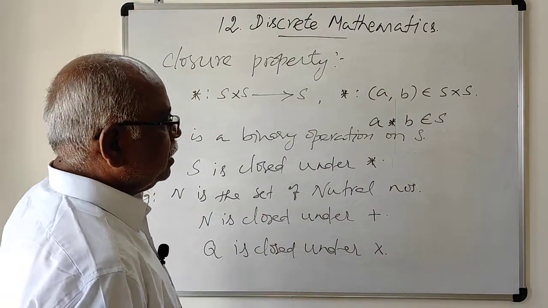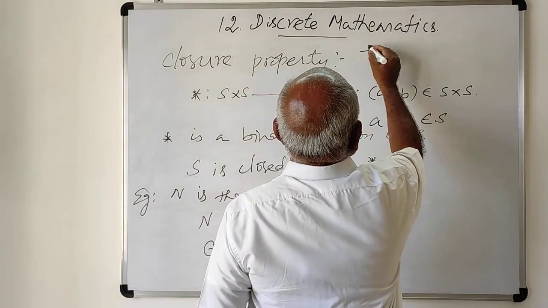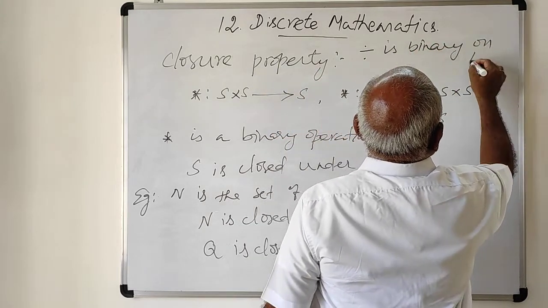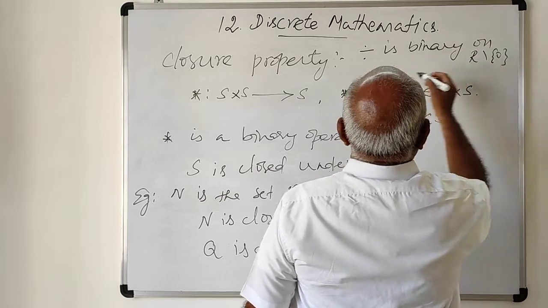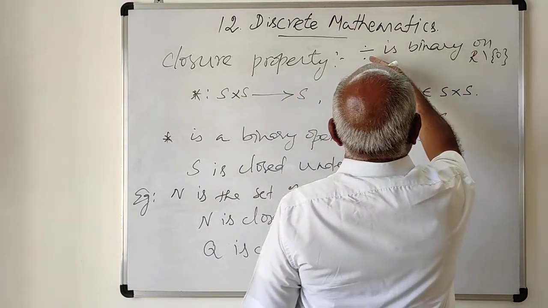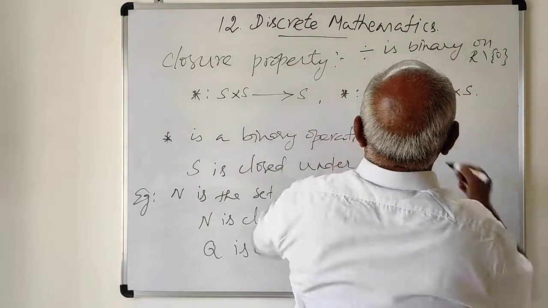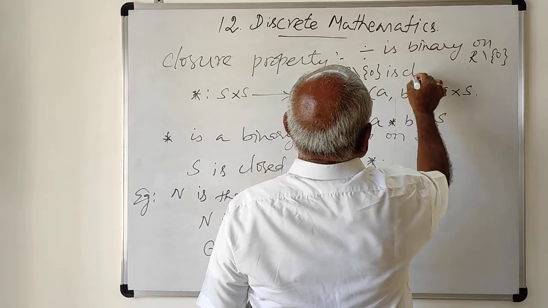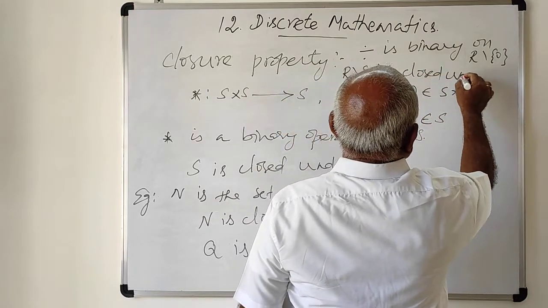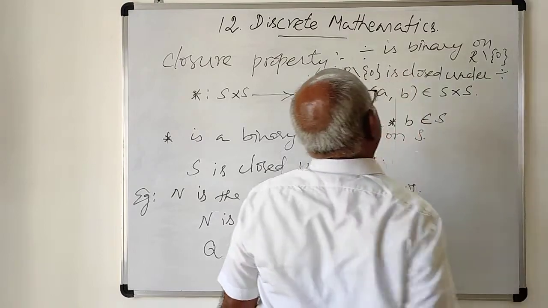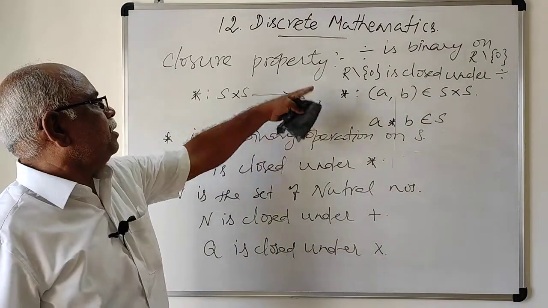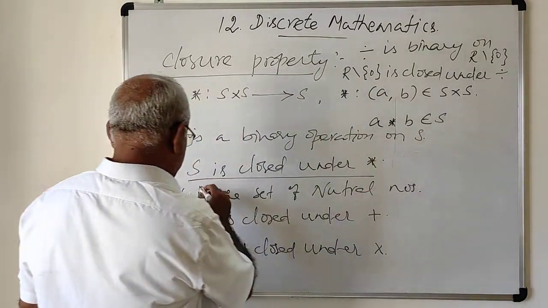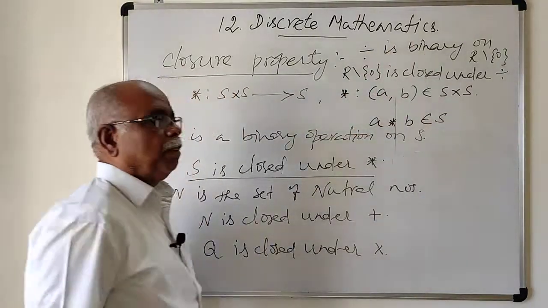Similarly, the division operation. Division is binary on R minus 0. Therefore, R minus 0 is closed under division. These properties are called closure property. This is the definition of closure property, and these are the examples of closure property.